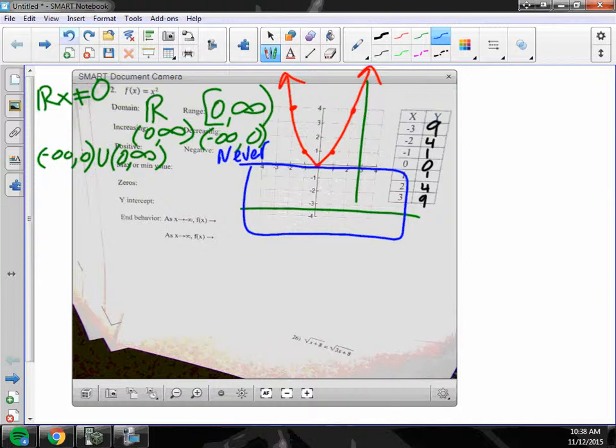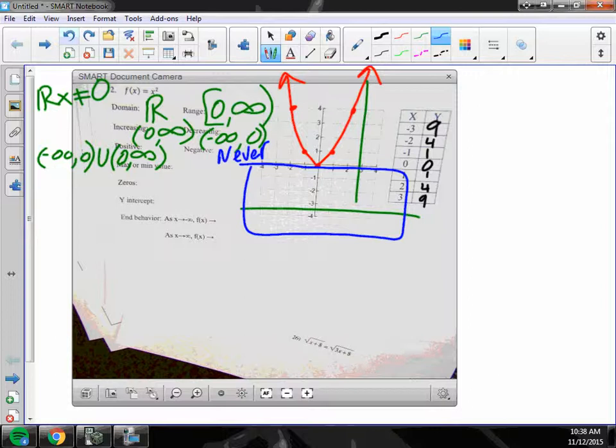Okay. Does this have a maximum? No. Does it have a minimum? Yes. What's the minimum? Y equals 0 is the minimum. Does this have any zeros? X equals 0. And does this have a y-intercept? 0.